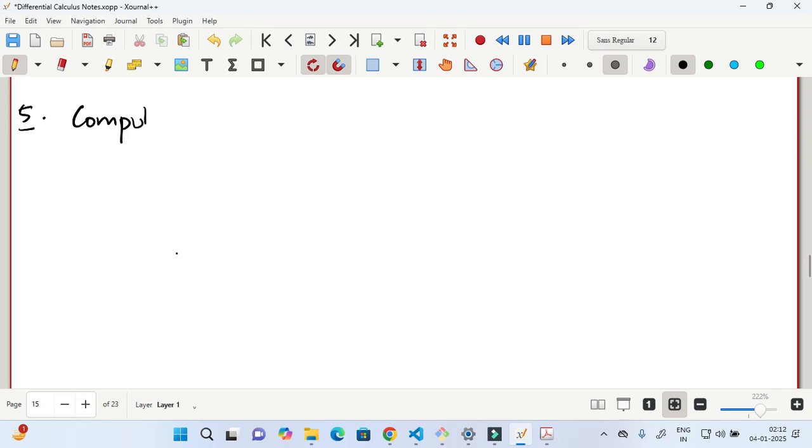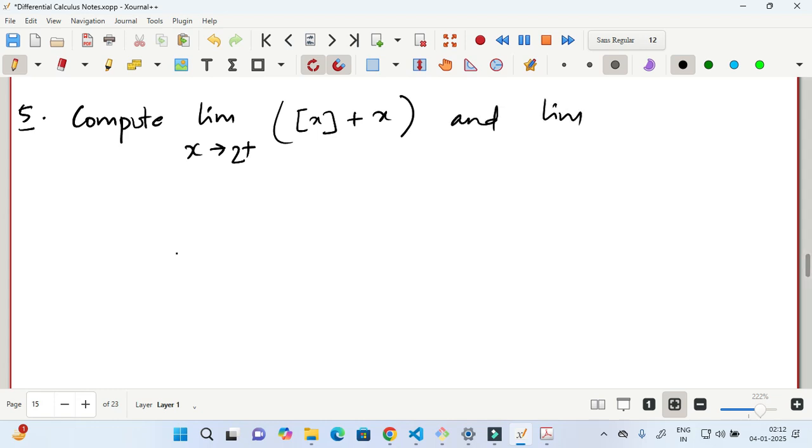Compute limit x tends to 2 plus of modulus of x plus x, and limit x tends to 2 minus of modulus of x plus x. Before solving this problem, let's understand what is modulus of x.